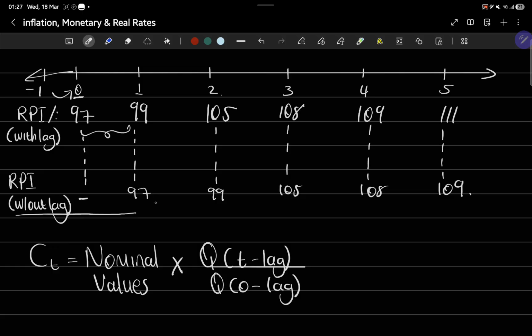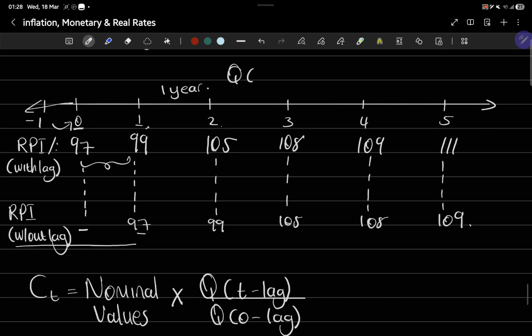So for example, if something was at time 1, the lag is 1 year. We use the index to inflate it. We use the index at time 1 minus the lag period, which is 1 year. So we'd use the index at Q0 that we're given, which would be 97, which is the one we have after removing the lag here.